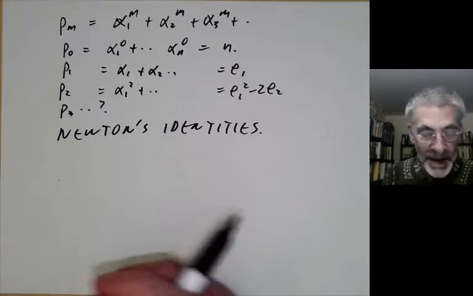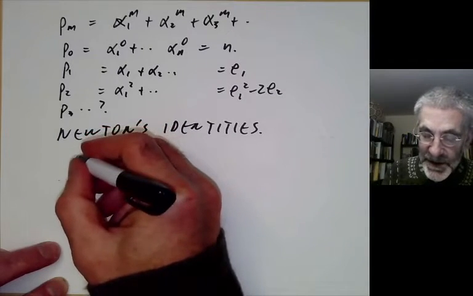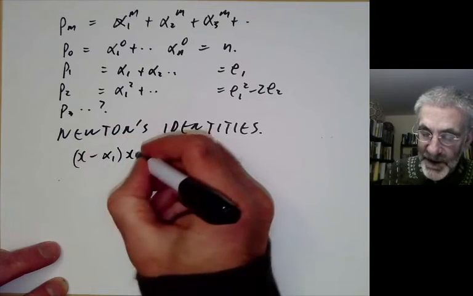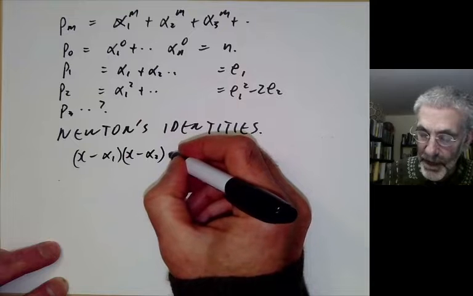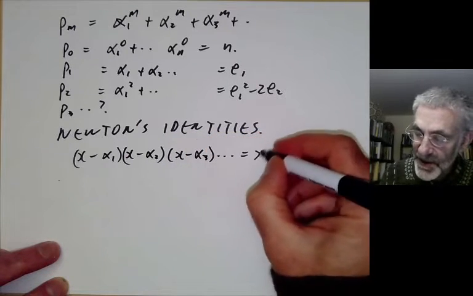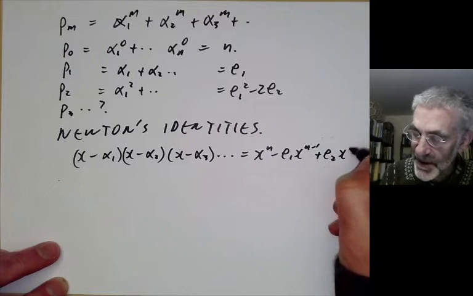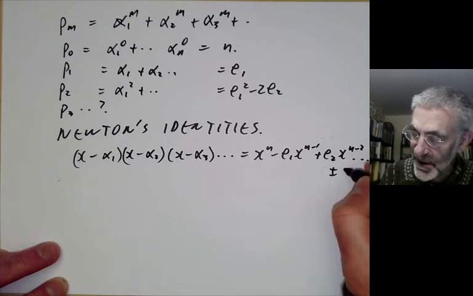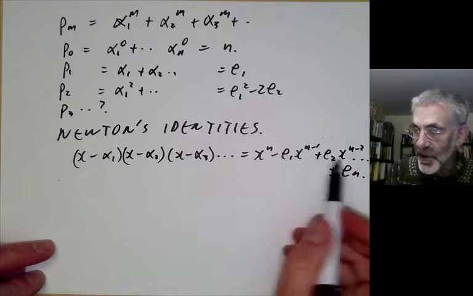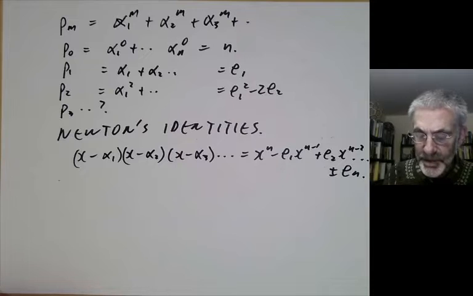So the idea of Newton's identities is you notice that x minus alpha 1 times x minus alpha 2 and so on is just x to the n minus e1 x to the n minus 1 plus e2 x to the n minus 2 and so on all the way down to plus or minus en. So the alpha i's are just the roots of the polynomial whose coefficients are the elementary symmetric functions.